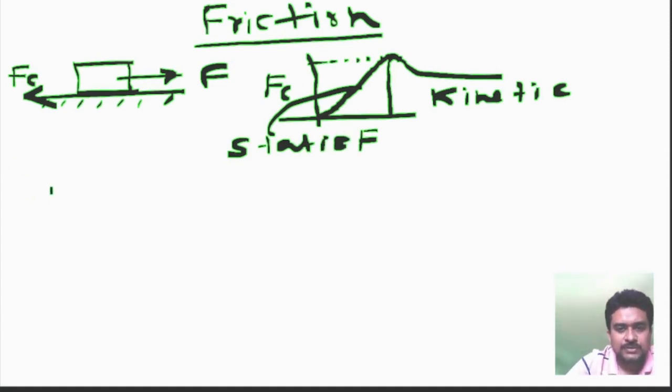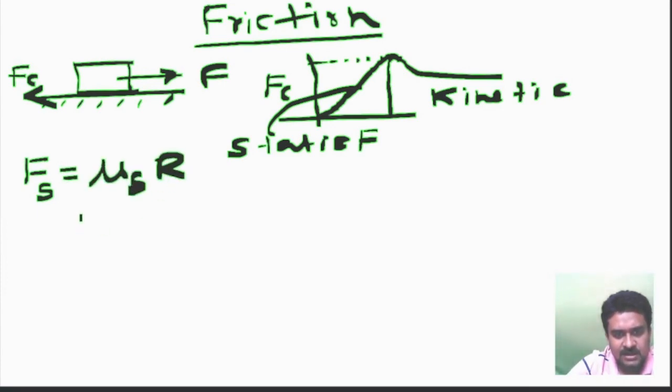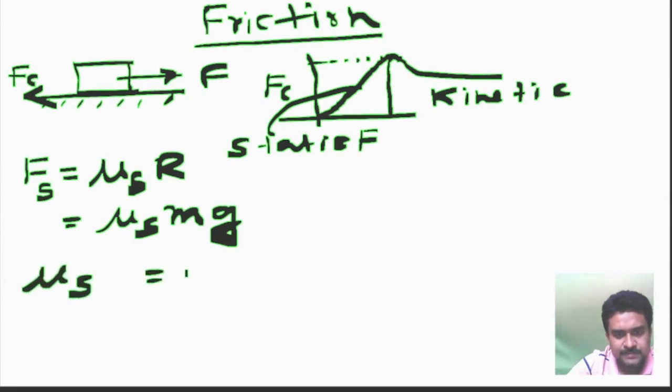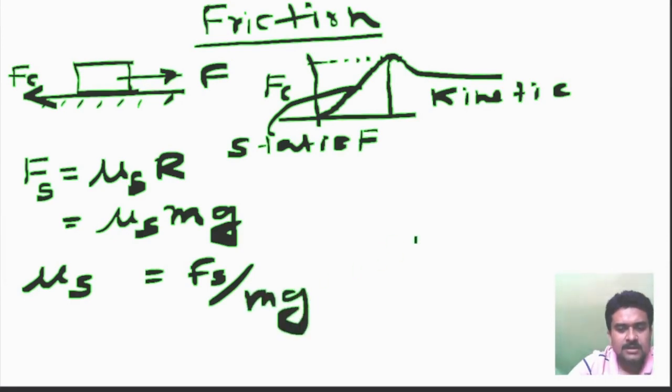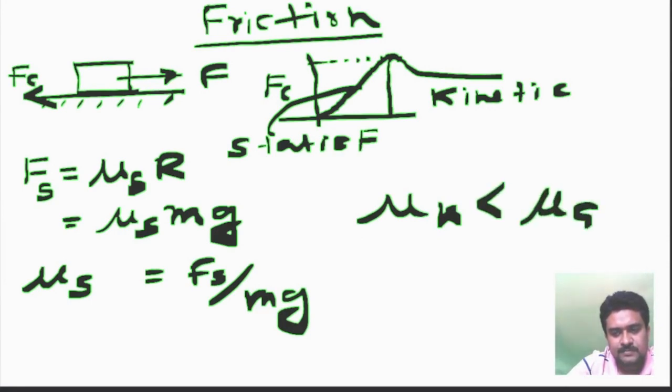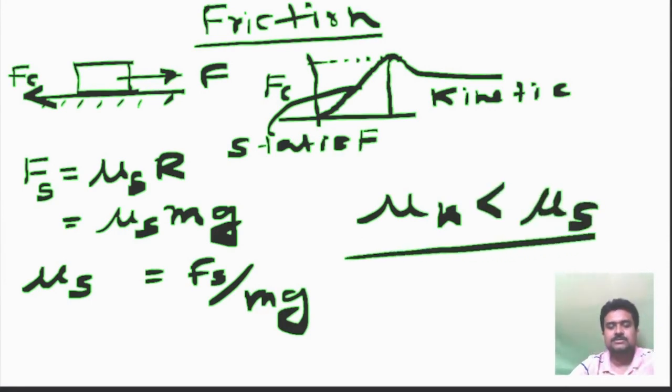Okay, so in the limiting frictional case, the force of friction is Fs, the static case, and this is mu s times R, and R is mg here. So mu s is simply Fs by mg, and mu k is the kinetic friction, and mu k is always less than mu s. So these are the two things which are very important.